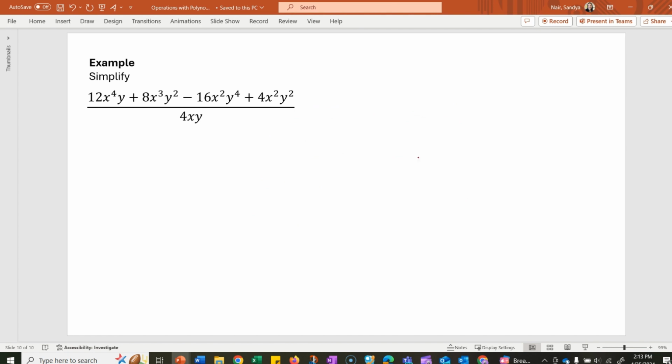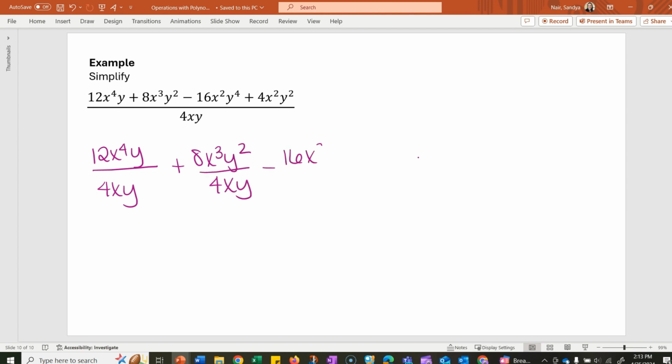Okay, so now let's try this problem. So here, once again, I have a division, so I'm just going to separate each of these terms. So I have 12x to the 4th y over 4xy plus 8x cubed y squared over 4xy minus 16x squared y to the 4th over 4xy plus 4x squared y squared over 4xy.